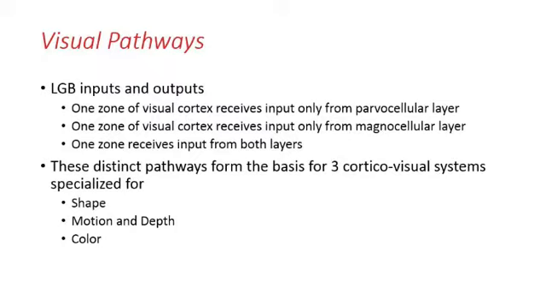And so these 3 outputs from the LGB, lateral geniculate body, and inputs to the primary visual cortex form the basis for 3 corticovisual systems specialized for perception of shape, motion and depth, and color. And so the processing really depends on what layer of the lateral geniculate body the projection comes from, and the destination in the visual cortex, the primary visual cortex.